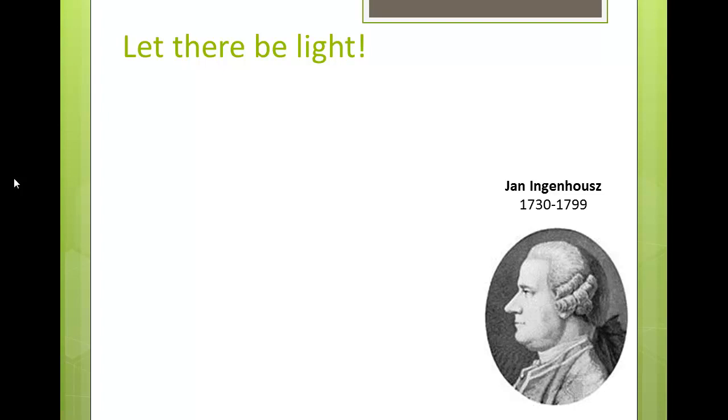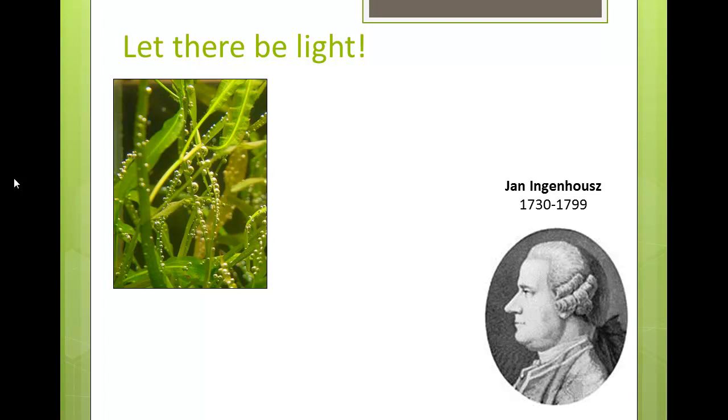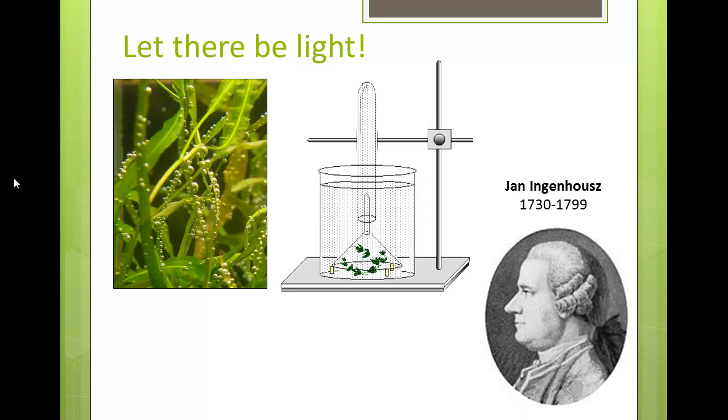And one thing he noticed was that in order for the plants to actually fix the injured air, they had to be in the light. And not only that, only the green parts of the plants would actually fix the air, not any of the other parts. Like, he tried it with the roots and parts that weren't green, and it didn't work. But then he went further.